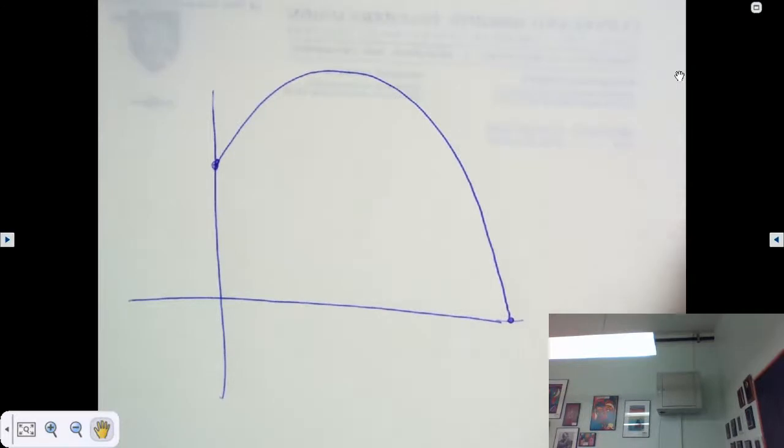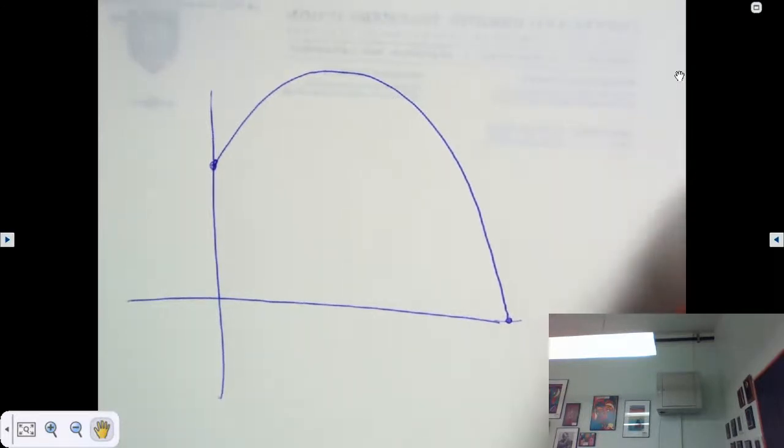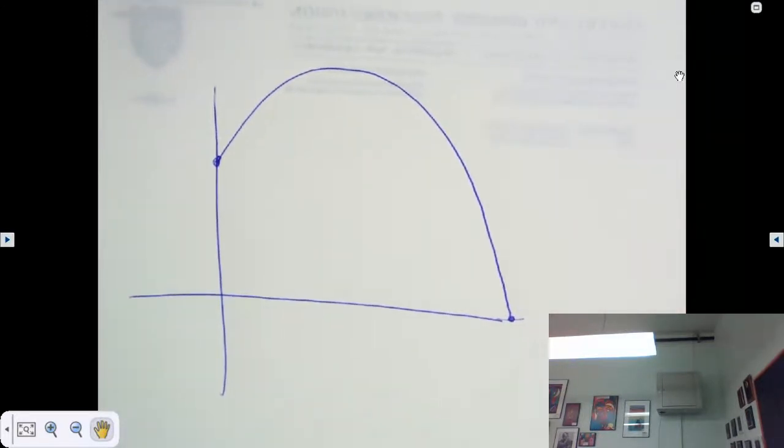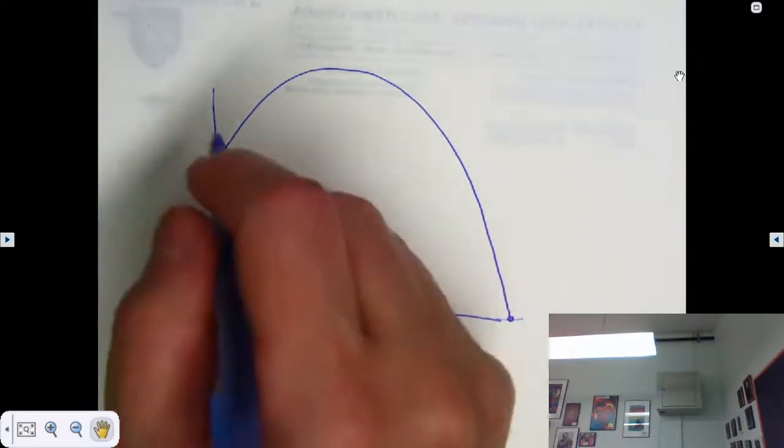There's a couple major points here that we'd like to talk about in terms of what this looks like. If you throw a ball up, or you hit a baseball, or you have a soccer ball, or you just throw something else up into the air, otherwise it would look a little bit different, but it would have the same characteristics.